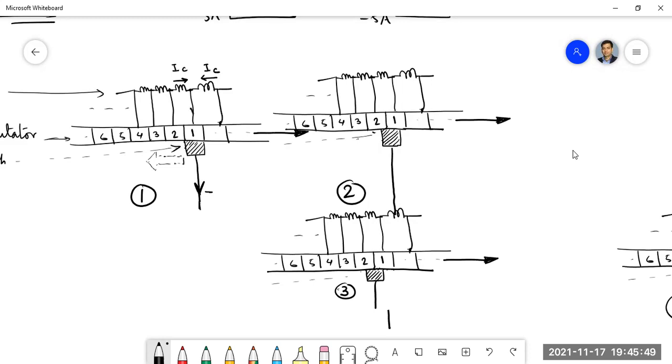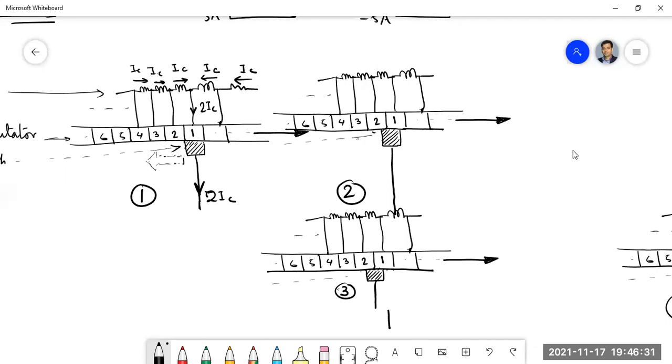So what will be the current here as per KCL? 2 IC. What will be the outgoing current from the brush? 2 IC, sir. So it will be 2 IC. Everywhere we have IC current, the same current is flowing because they are in series. And here also, if there is some coil, the current will be in this direction, IC.